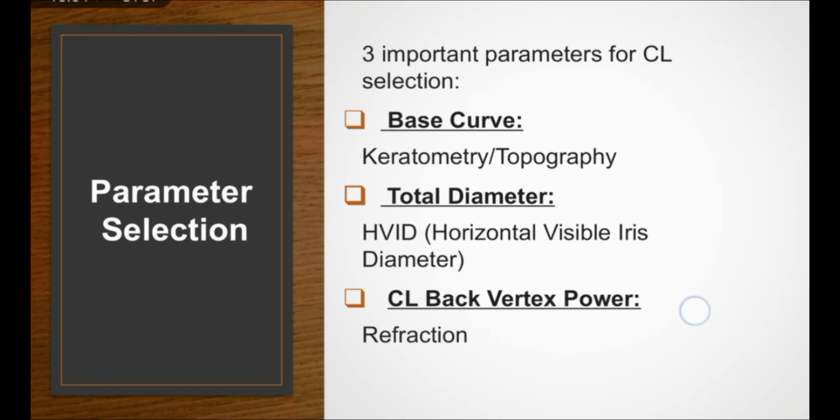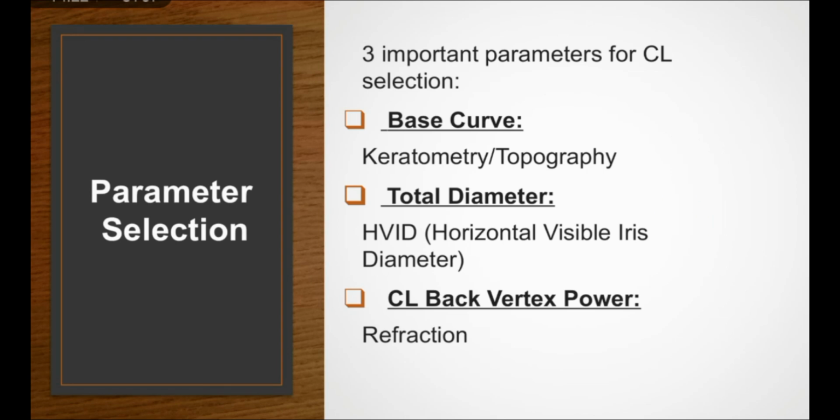And next we have the contact lens back vertex power, or the power of the contact lens, that can be done with the refraction. So you have done the refraction of the patient, you came to know that the spectacle power will be -3. Now you have to convert that spectacle prescription into the contact lens prescription. This third parameter will be discussed in another video. Now we are going to discuss these two parameters.